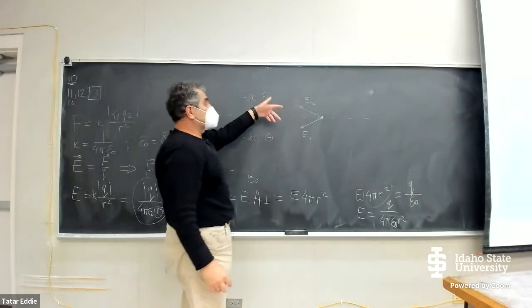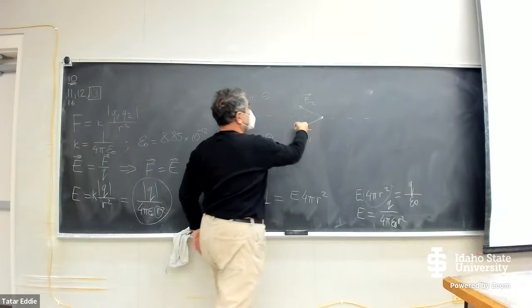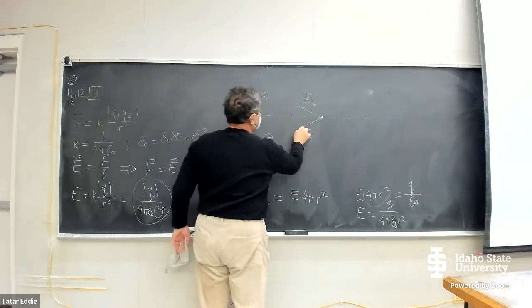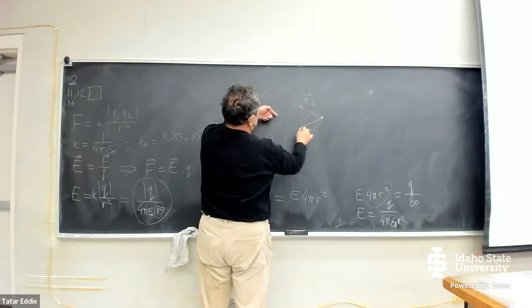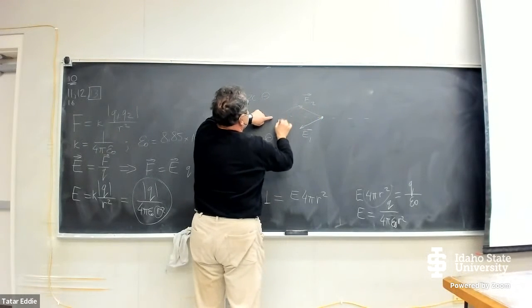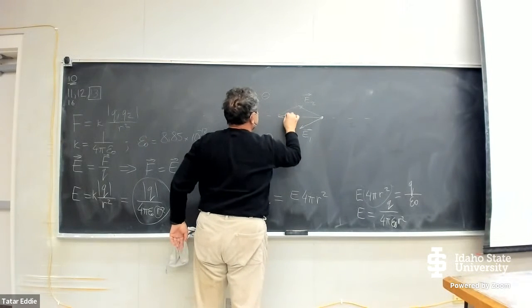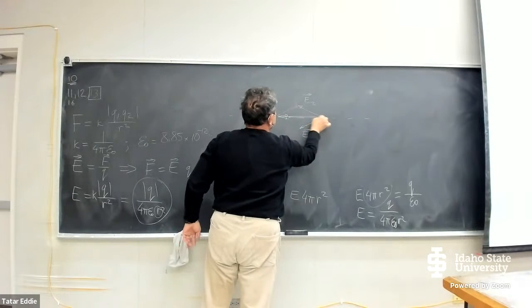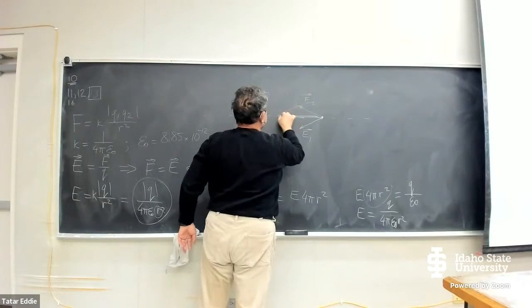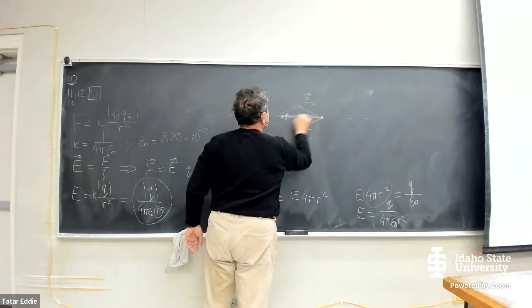So the total electric field is going to be the vector sum of those two vectors. And you add vectors again using the same procedure. Take a representative of this, draw it here. The result is a vector like this. This is the net electric field E, right here.